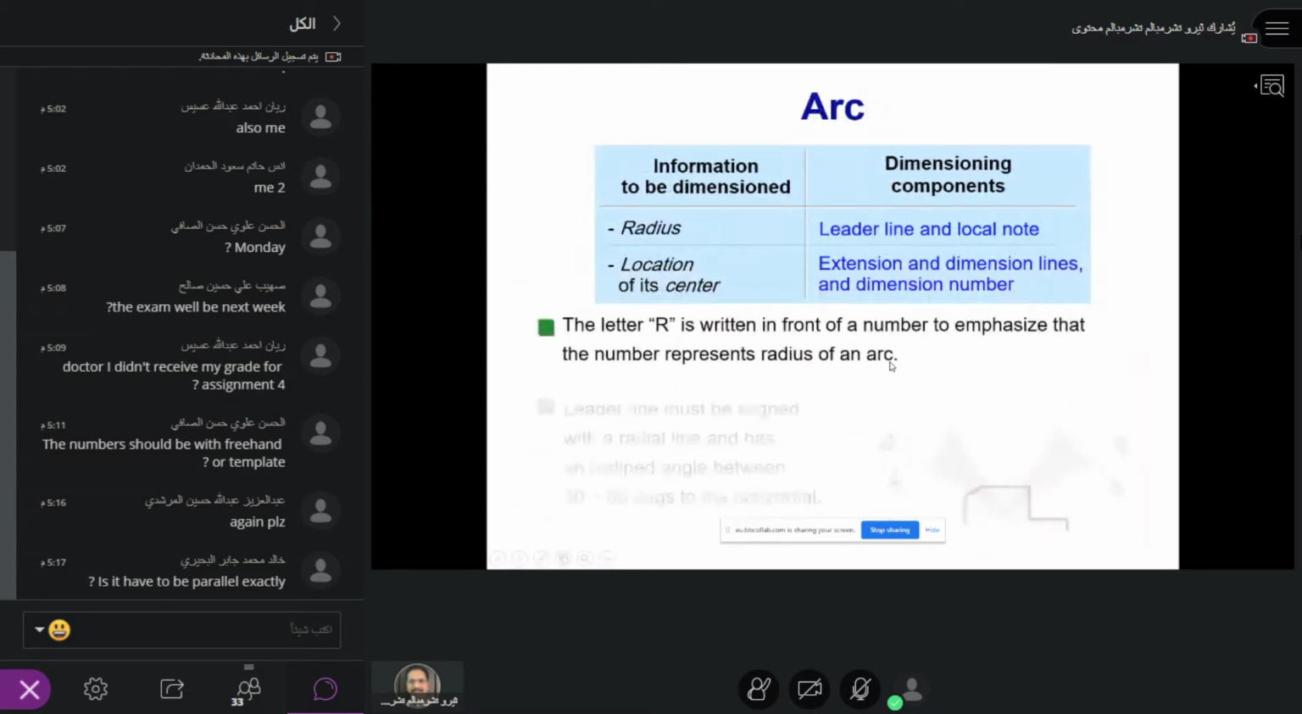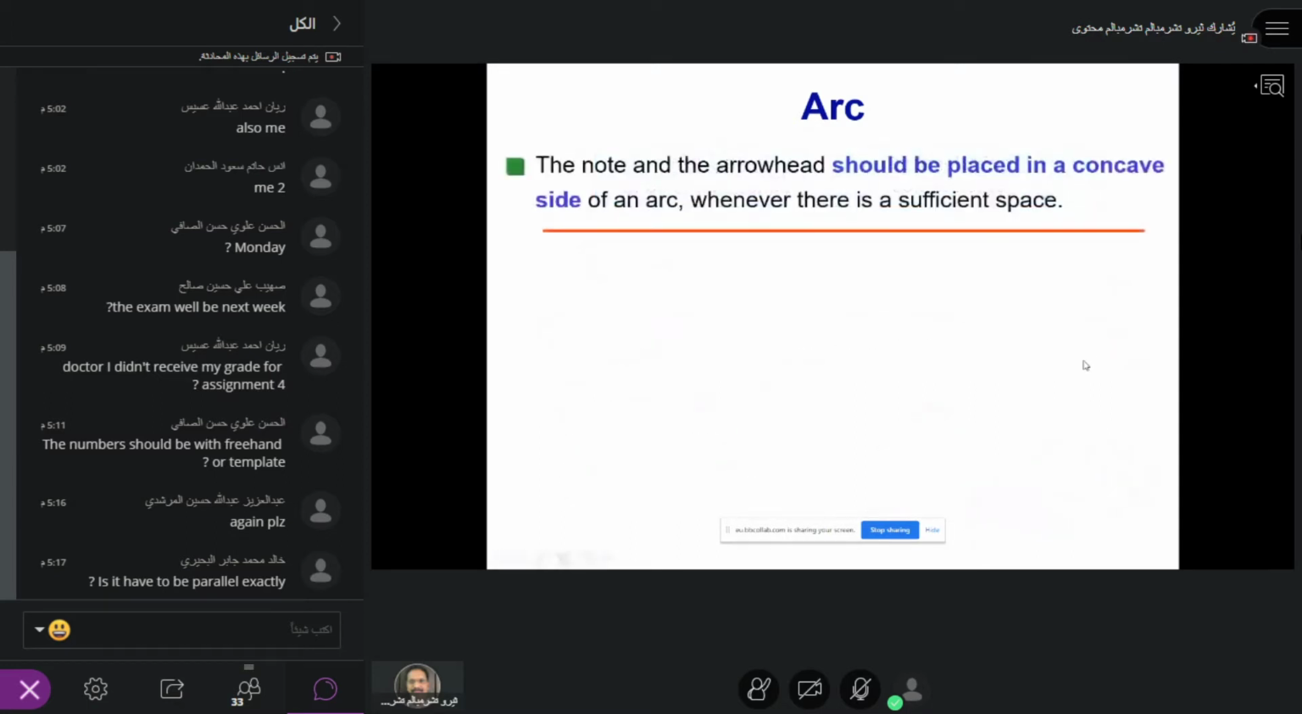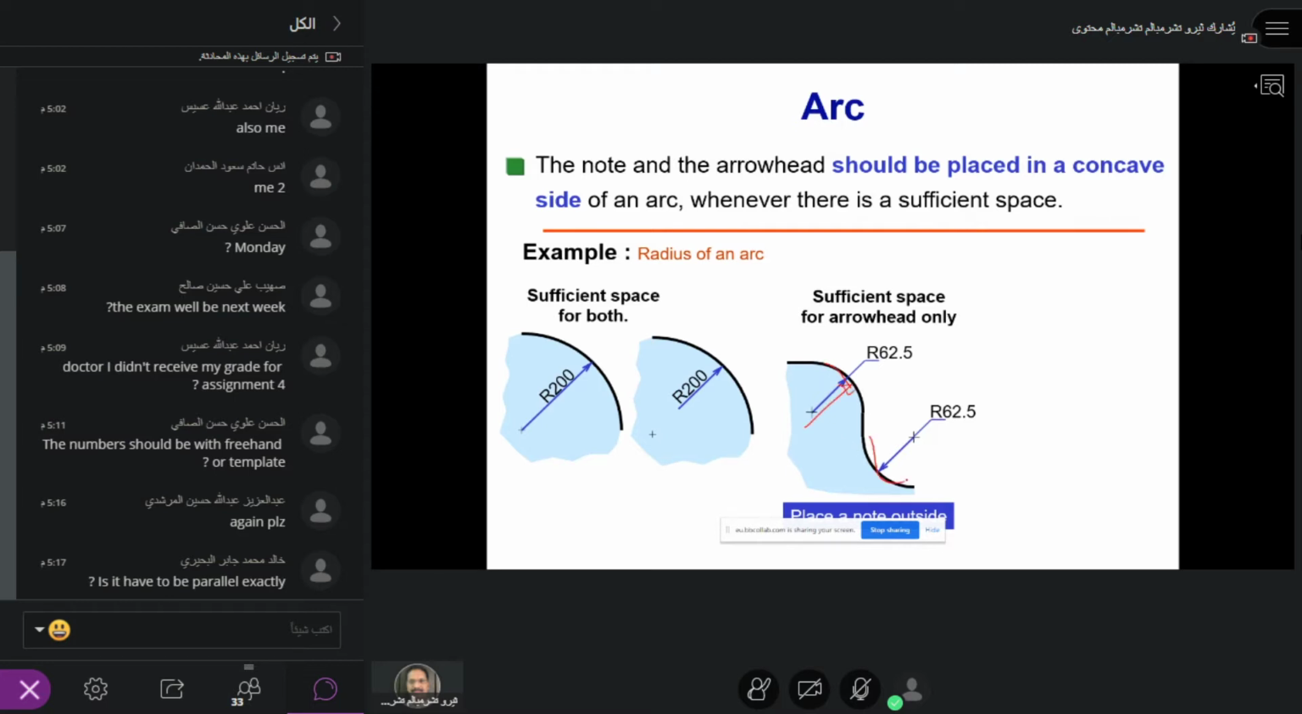Then an arc should always be dimensioned with radius R, not circular. If you remember, I told you already about radius. So this is something like our radius. How to measure it? How to make it? Now you see here: the radius of an arc should be placed on the concave side. It must always be made on the concave side. For this radius, it is the concave side where you write it. And what are the bad practices, if you see?